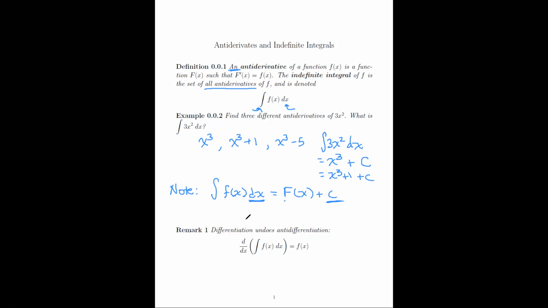Now, we were saying that antiderivatives undo derivatives. And similarly, taking the derivative undoes doing the antiderivative. So differentiation undoes antidifferentiation. What this means is if I have this d dx, it's just going to undo the integral. So d dx of this integral just gives me the function right back again.